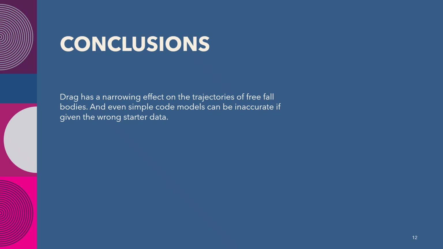Now, conclusions. The conclusion was that drag had a narrowing effect on the trajectory, shown by the fact that comparing the gravity and the drag one, the drag was a little bit below, it was kind of narrow. But also, we can notice that even simple code models such as the gravity can be off if given alongside data, shown by how the gravity was below the Tracker data, even though conceptually it should be above.